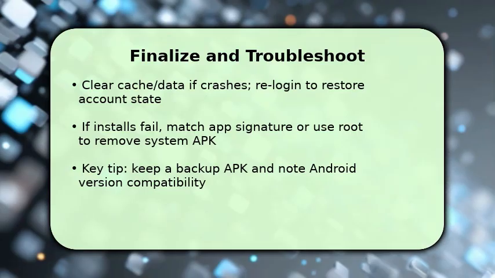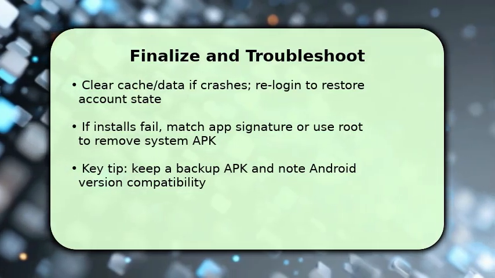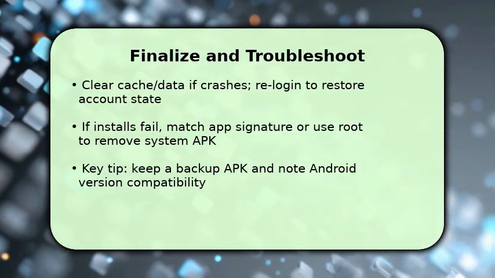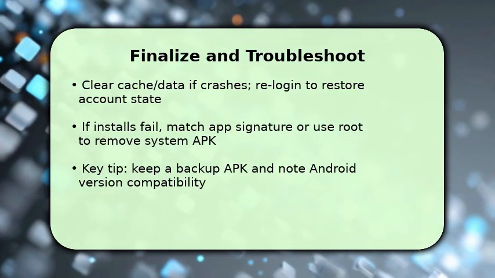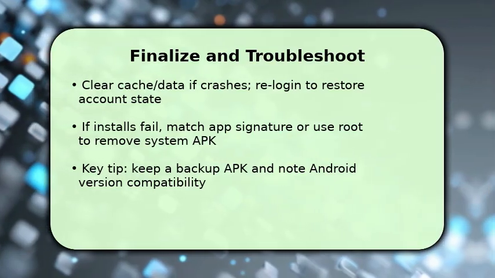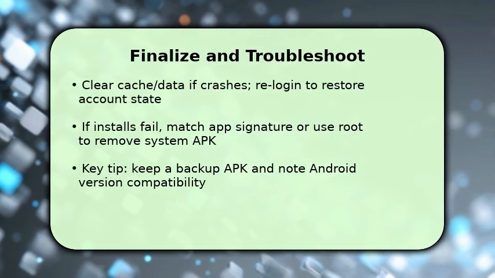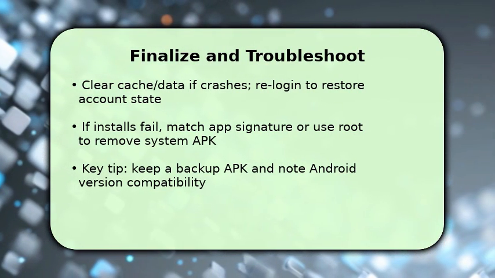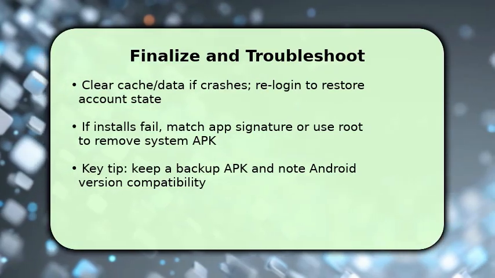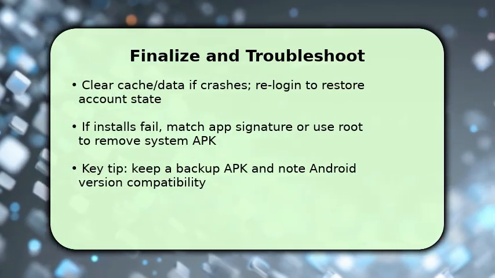You finish by clearing cache and maybe data if the downgraded app behaves oddly, then re-log in to re-establish subscriptions and watch history. If the APK won't install due to signature mismatches, you must either obtain a matching signed build or, if comfortable, use root tools to remove the system APK before installing.